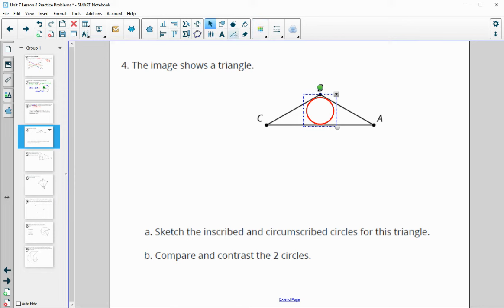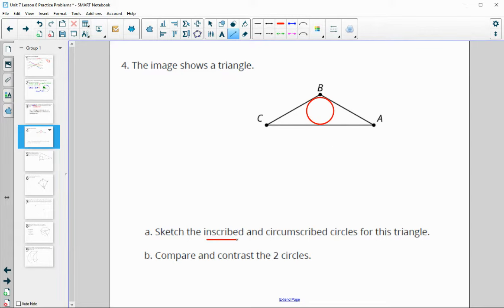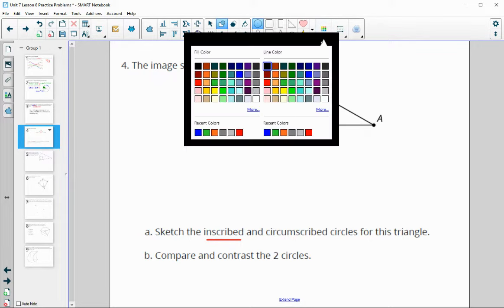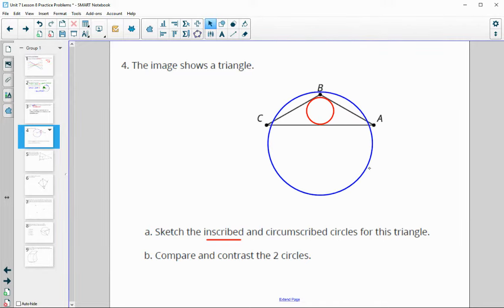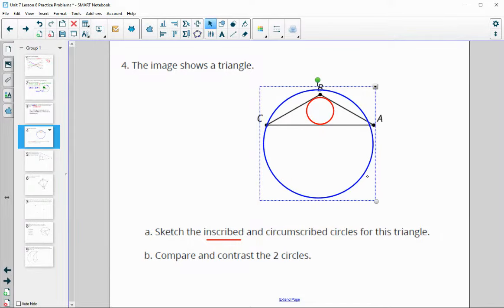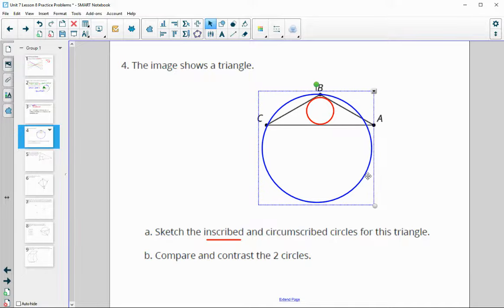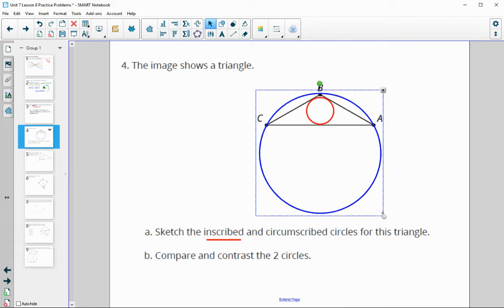For an inscribed circle. And then the circumscribed circle will be on the outside and go through all 3 points. So we want it to go through all 3 vertices at the same time. So let me just play around with this until I get one that's close. So something like that. And you can just, like I said, sketch those in your book.